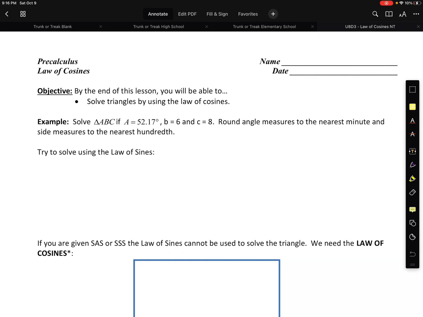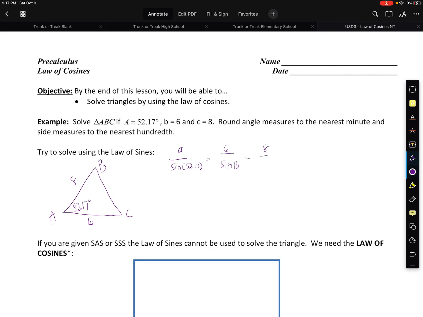Coming back. Law of cosines. Here we go. All right, so we have law of sines. So if I gave you a problem with a triangle A, B, C, with 52.17 degrees, 6, 8, we've got to solve something now. Well, I've got A over sine of 52.17, 6 over sine B, 8 over sine C. All right, how can we solve this?